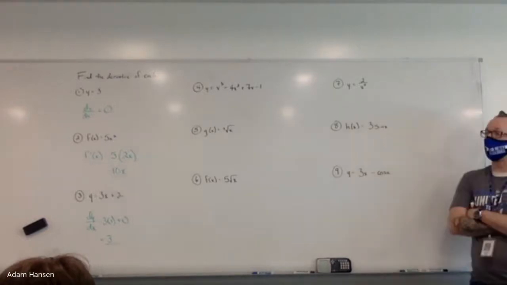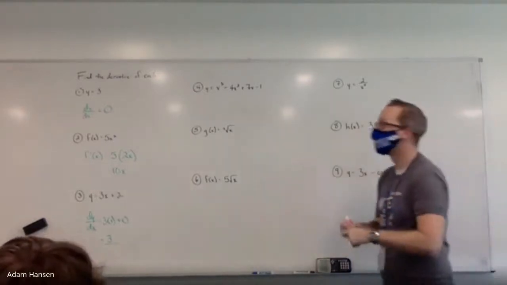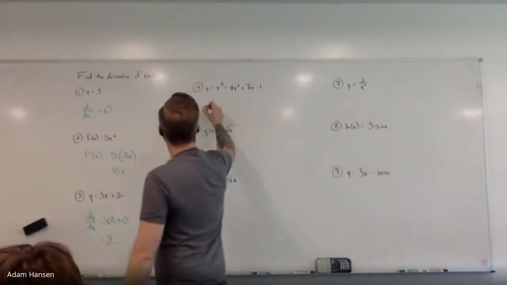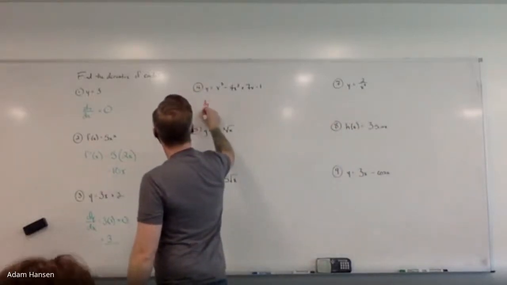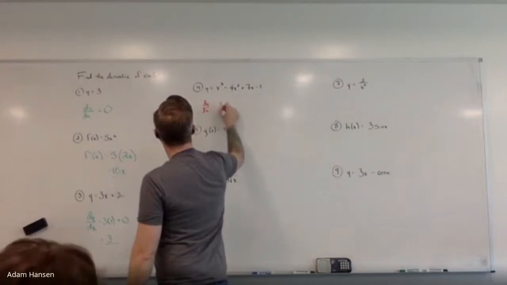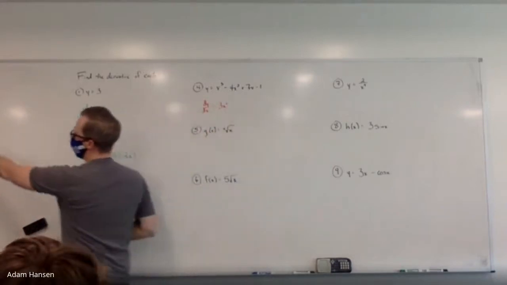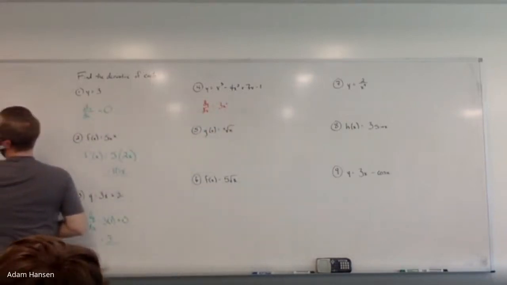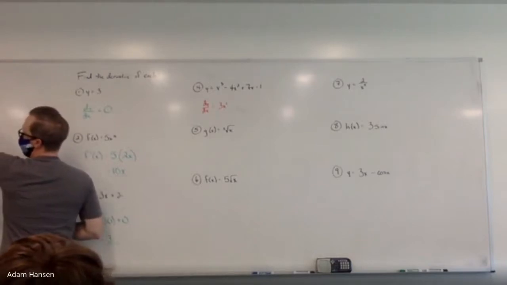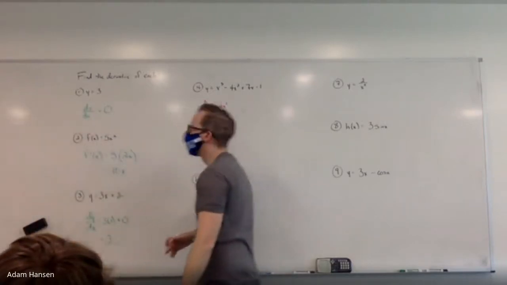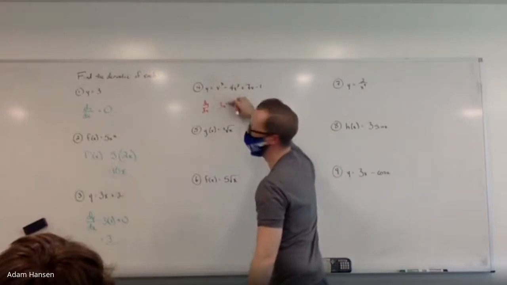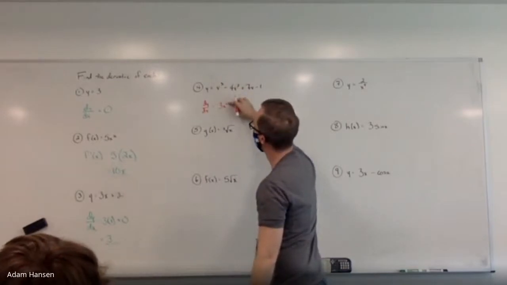What's the derivative of x to the third? 3x to the second. I use the power rule. I bring down the power out in front, and the new exponent is 1 less than what it was before. So 1 less than the original exponent needs to be 2.